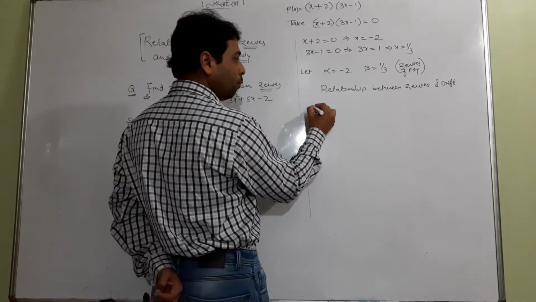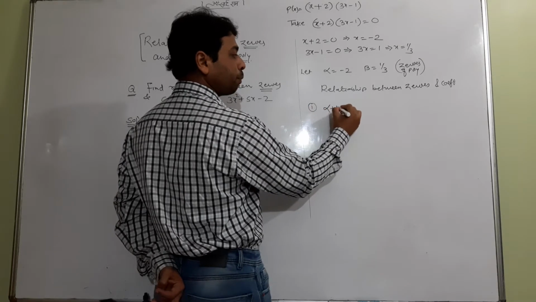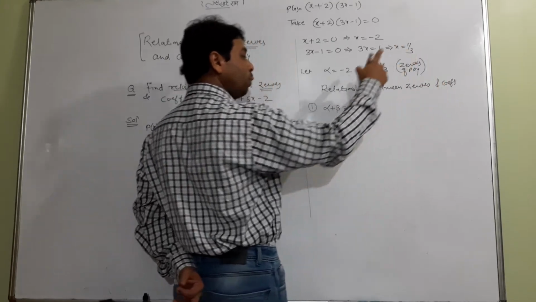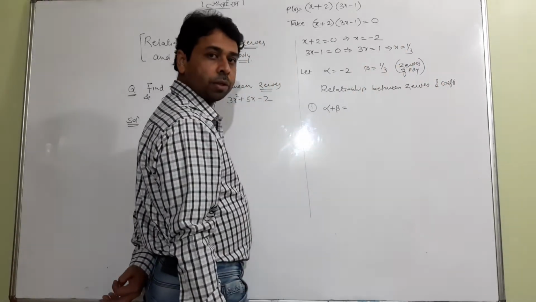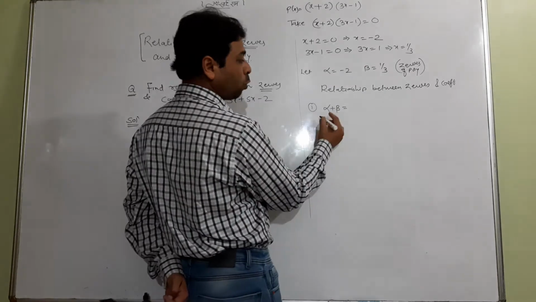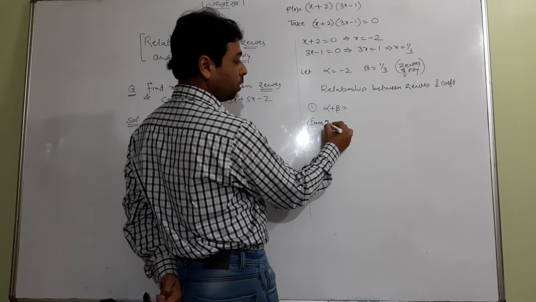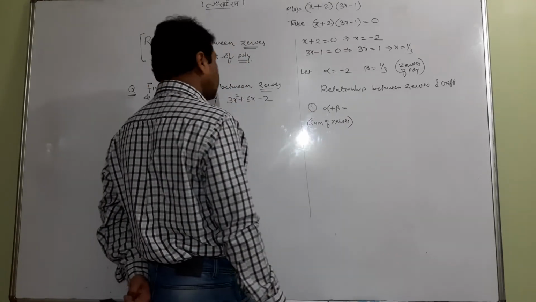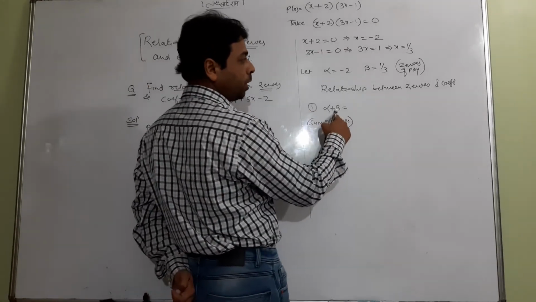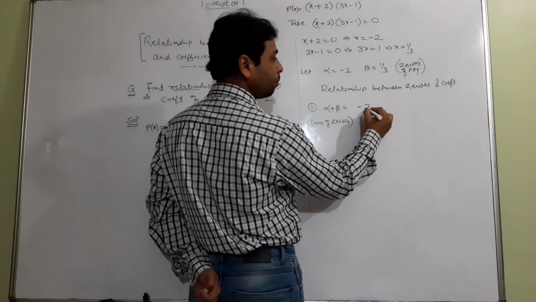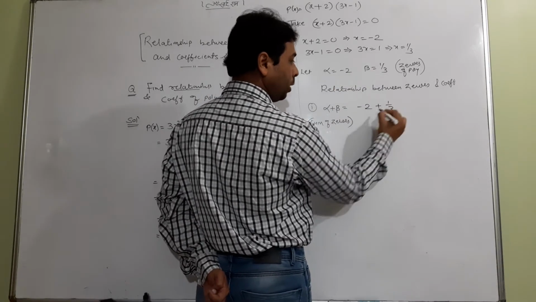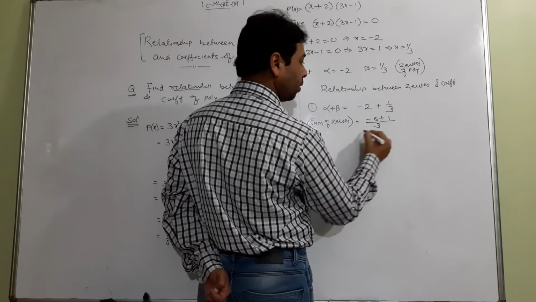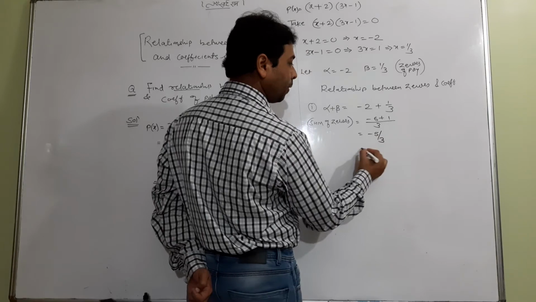See it properly. First you have to go through the sum. Meaning, for finding the relationship between zeros and coefficients, you have to go with alpha plus beta, the sum of zeros. So alpha plus beta is equal to what? Alpha is equal to minus 2 and beta is equal to 1 upon 3. Now take an LCM. It is minus 6 plus 1. So it is minus 5 by 3.